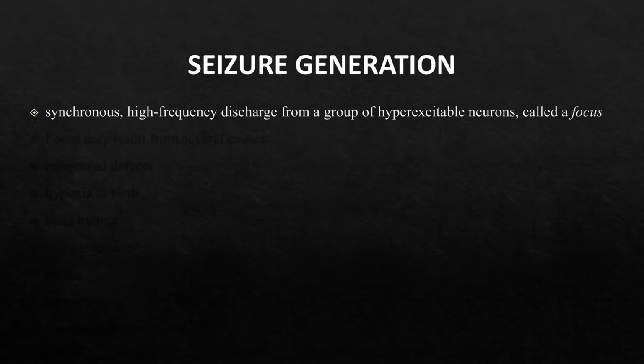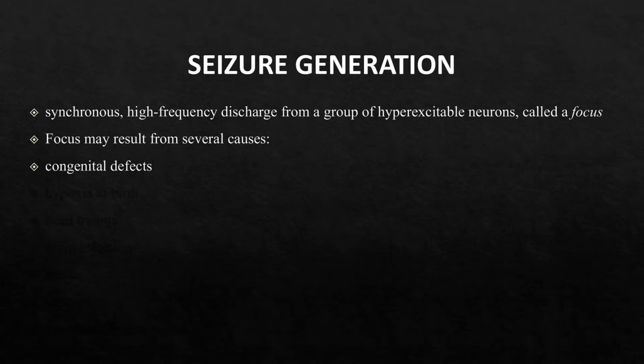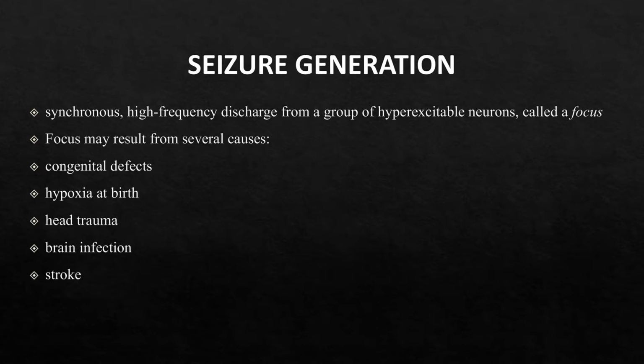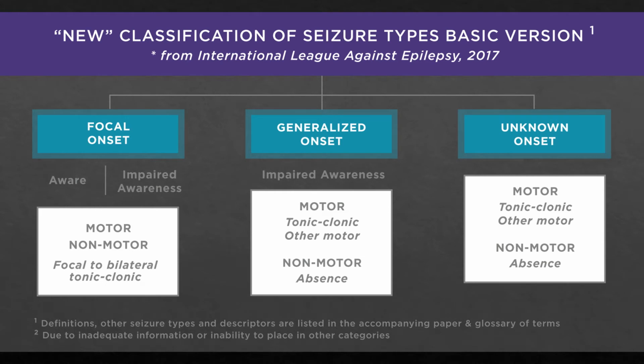Now, seizures are initiated by synchronous high-frequency discharge from a group of hyperexcitable neurons called a focus. A focus may result from several causes, including congenital defects, hypoxia at birth, head trauma, brain infections, stroke, cancer, and genetic disorders. Seizures occur when discharge from a focus spreads to other brain areas, thereby recruiting normal neurons to discharge abnormally. We have here the new classification of seizure types.